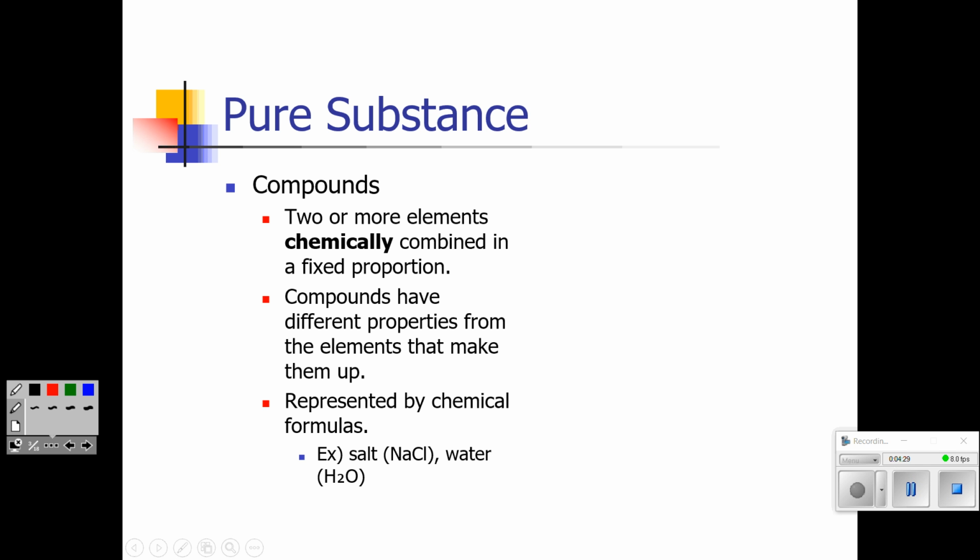When you're talking about fixed proportion, that means that water is always 2 parts hydrogen, 1 part oxygen. So inside every water molecule, you've got 2 hydrogen atoms, 1 oxygen atom. If that changes, for example, if you have 2 parts hydrogen, 2 parts oxygen, that's no longer water, it's hydrogen peroxide. Every compound has its own distinct fixed proportion. So down here for your example, salt has 1 part sodium and 1 part chlorine. Water, again, 2 parts hydrogen, 1 part oxygen.